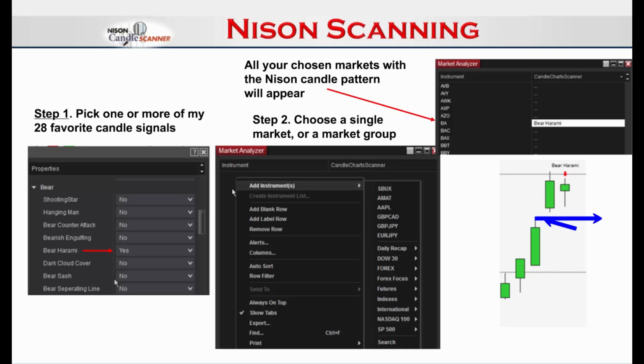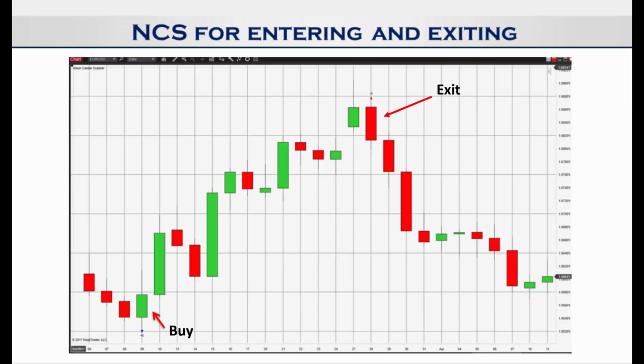So very important, always think about what we call candles in context. NCS is great at giving you those candlestick signals, but you need education on how to use them correctly. So here's an example. We could potentially buy here on this bullish engulfing pattern. What's great about the candles is you could use them to set protective stops, because the low of a bullish engulfing pattern should be a support area. If you're buying on this bullish engulfing pattern, remember, you need to wait for the close to confirm the candle signal. Where do you set your protective stop? Under the low of the bullish engulfing pattern.